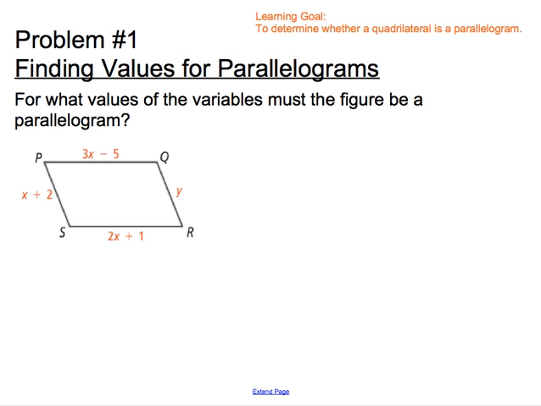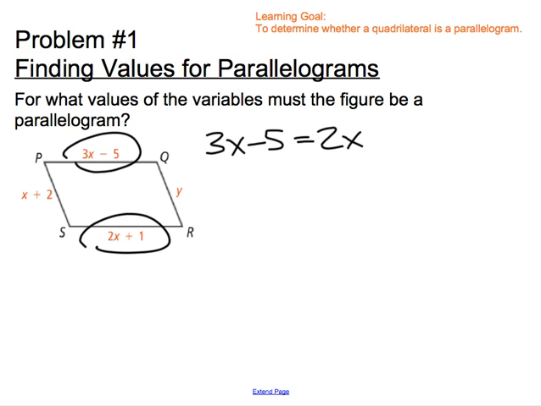So the first type of question that we might see will give us this algebraic situation where we need to determine the values of variables that will make a figure a parallelogram. Based on one of the previous theorems, we know that in order for this figure to be a parallelogram, the opposite sides must be congruent. So we want to set these algebraic items equal to each other. I'm going to set one equation as 3x minus 5 equals 2x plus 1. I'm going to write the other equation as y equals x plus 2.